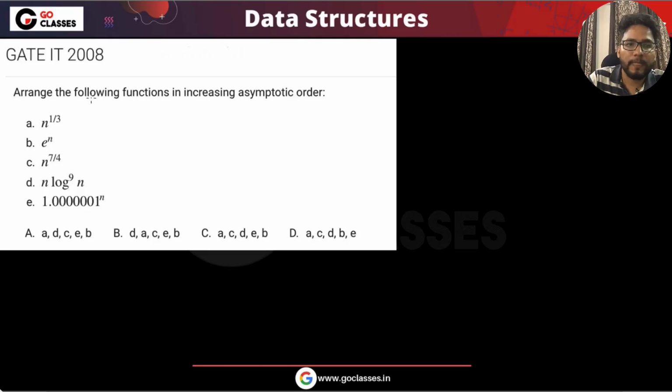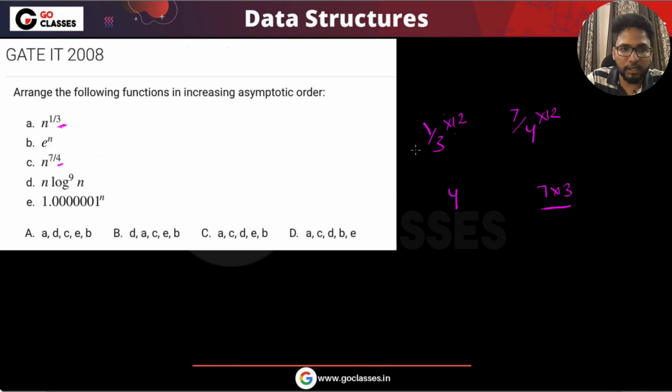Okay. Arrange the following functions in the increasing asymptotic order. So let's just arrange these functions. This is n power 1 by 3. This is n power 7 by 4. So you can just compare the powers. Is 1 by 3 greater or 7 by 4 greater? Let me multiply by 12 on both sides: then it is 4 and 7 into 3, right? So you will say that 7 by 4 is greater. So obviously this is greater.